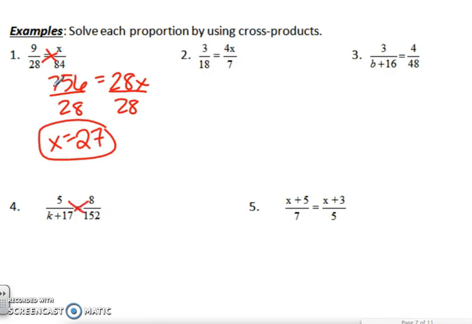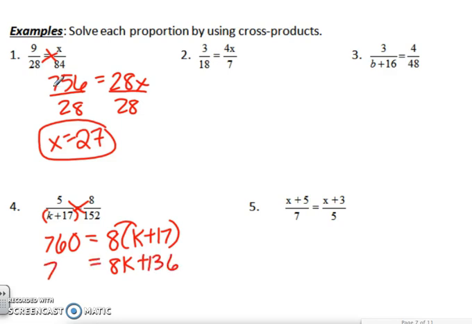They get obviously a little bit harder down here. So when I multiply 5 times 152, you should get 760. Okay? Now when you multiply two numbers, you might want to put them in parentheses and do the distributive property. Again, if you can do this step in your head, you're more than welcome to. So if you know to multiply 8 times k and then 8 times 17, go for it. Okay? So then you'll have a two-step problem.